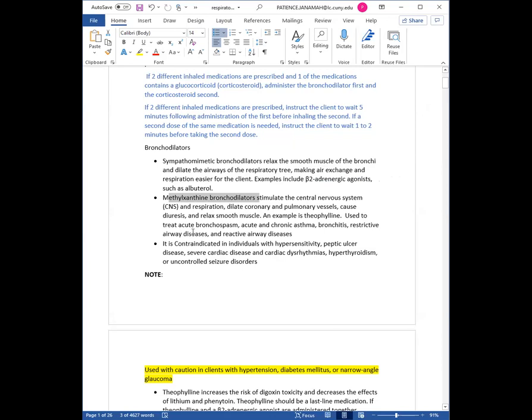It's used to treat acute bronchospasms. So because it works on the central nervous system and the respiratory system, it relaxes, it's good for bronchospasms.